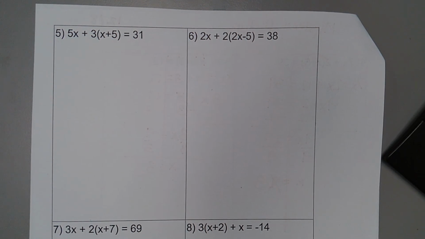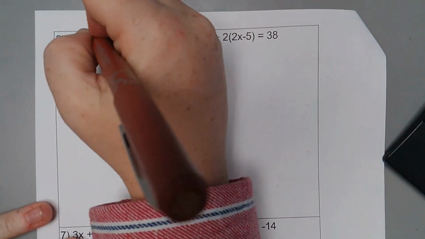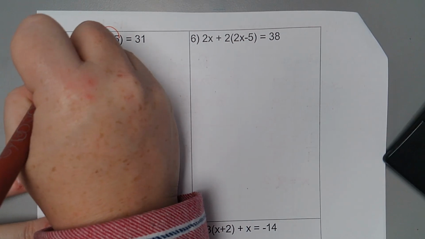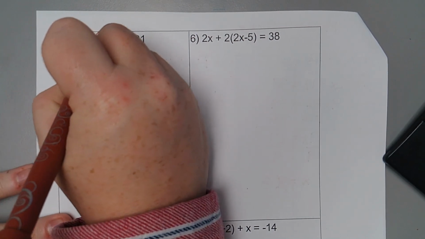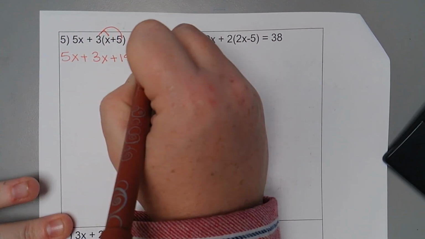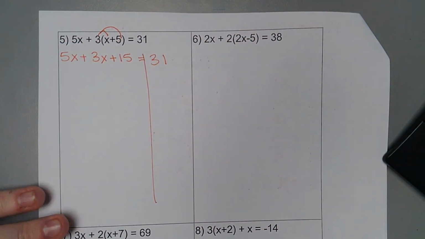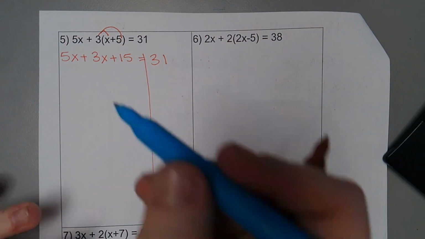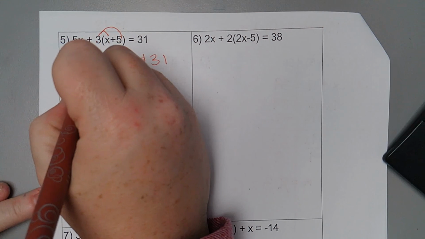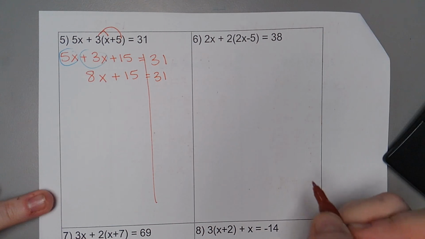Alrighty. Number 5. We have 5x plus 3 and then parentheses. So we need to multiply our 3 out. I'm going to bring down my 5x so I don't forget it. 3 times x is 3x. And then 3 times 5 is 15. And that all equals 31. Draw my line down. I have a couple terms I can combine. I have 5x and then I have positive 3x. 5 plus 3 is 8. So I have 8x plus 15 equals 31.